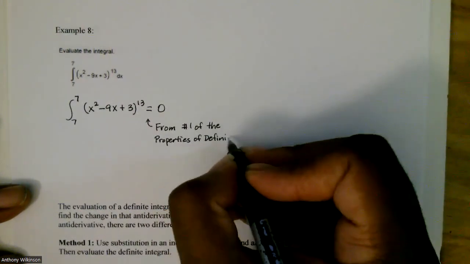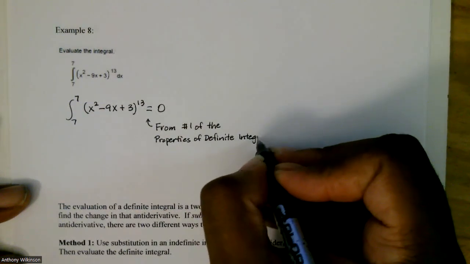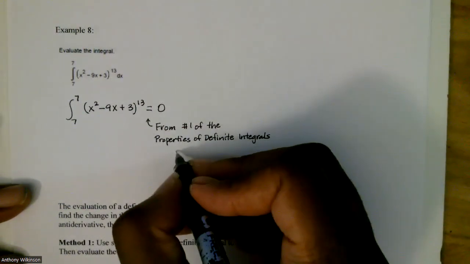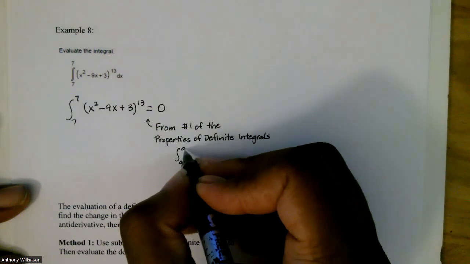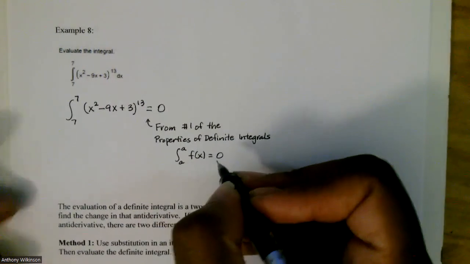So you might need to refer to that last video, section 5.4, where it says here the integral from a to a of the function f of x is automatically 0.